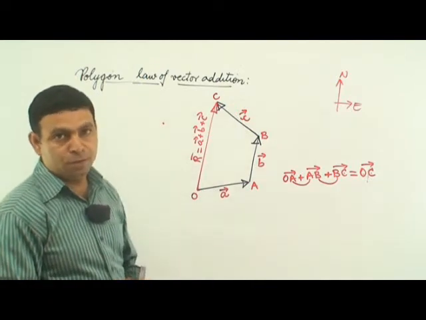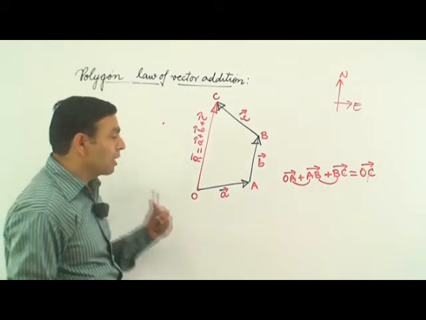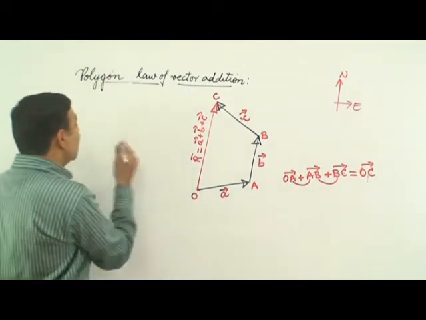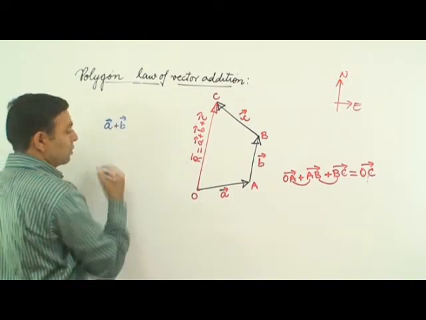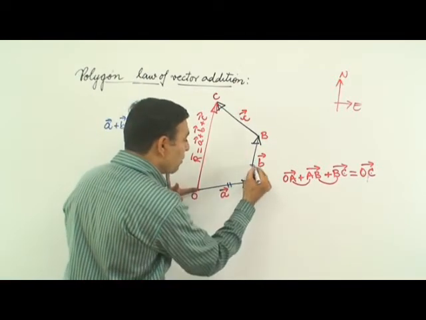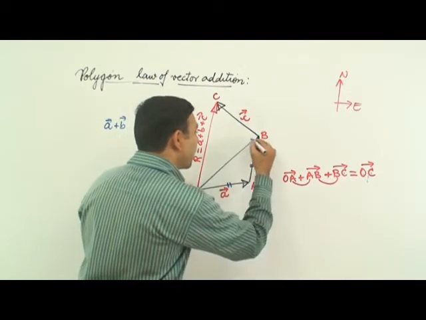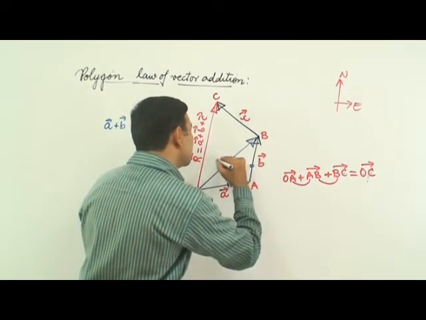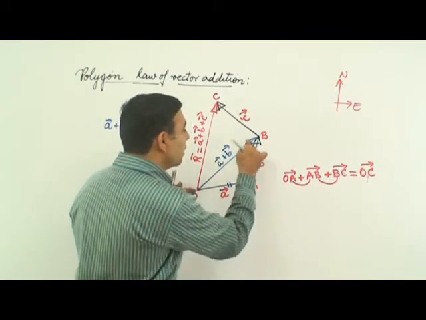In fact, even polygon law can be considered as a repetitive application of triangle law. Let me just add vectors A and B using triangle law first. Tail-head, and the resultant will be head-tail, this closing side. This will be the resultant of A and B using triangle law.